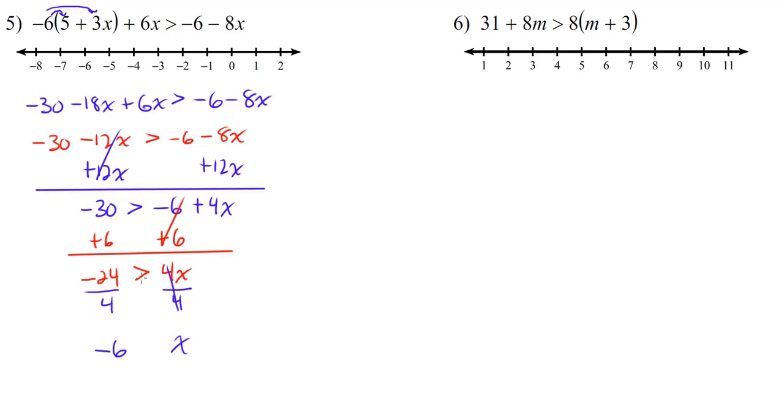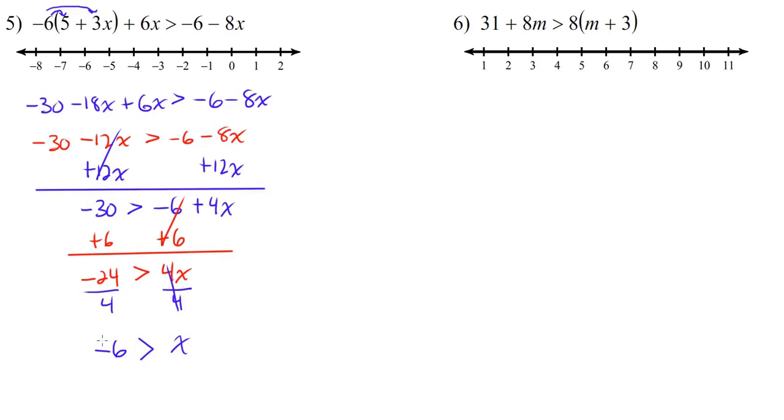Now, this sign is not going to flip, because even though this number is negative, we divide it by a positive number. We divide it by positive 4. So this sign is going to stay. So we have negative 6 is greater than x, but since we have the graph, we should go ahead and flip this, because that's going to help us to graph better.